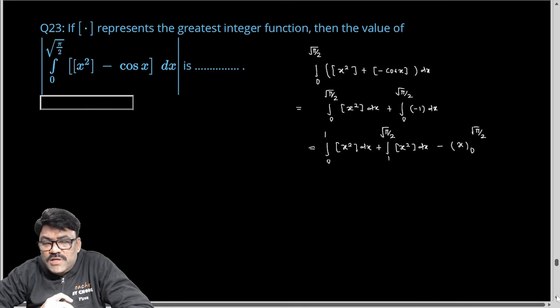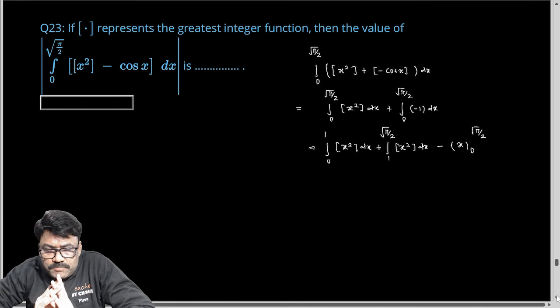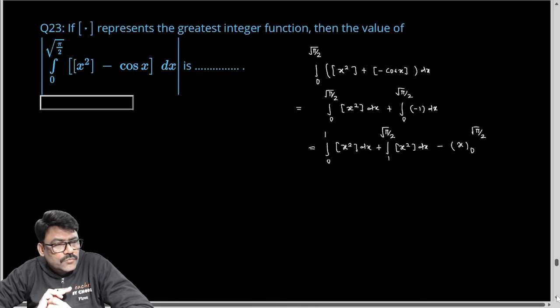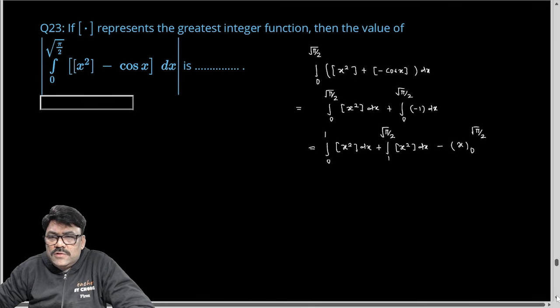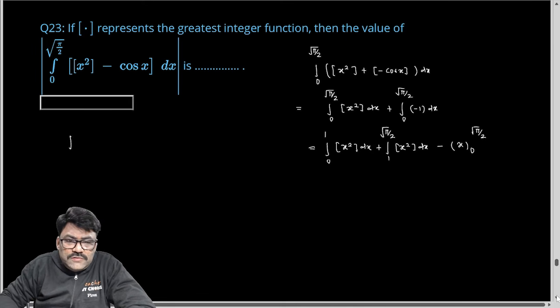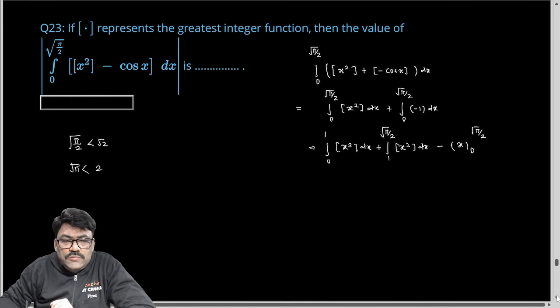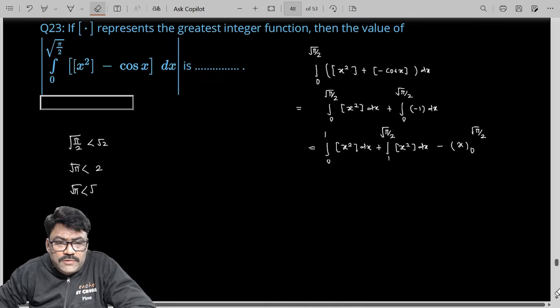Actually, what is root pi by 2? Pi is 3.14, so root pi by 2 will be root of 1.57. So obviously it is less than root 2, I think. Let me check, because if it is greater than root 2, then I have to break the interval at root 2 also. So let's check. Root pi by 2 is obviously less than root 2. Root pi is less than 2, root 4 actually. Yes, so obviously root pi by 2 is less than root 2.